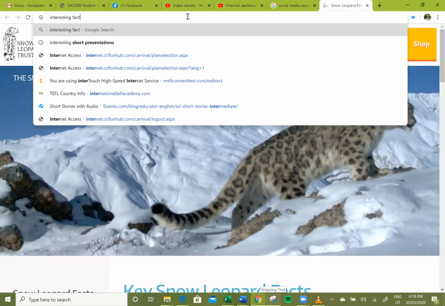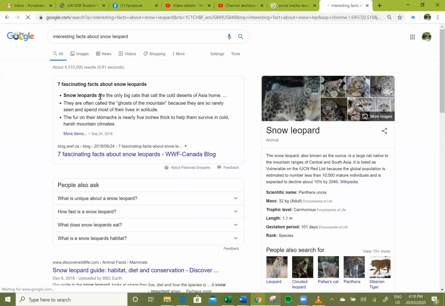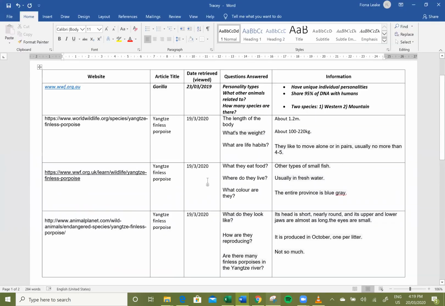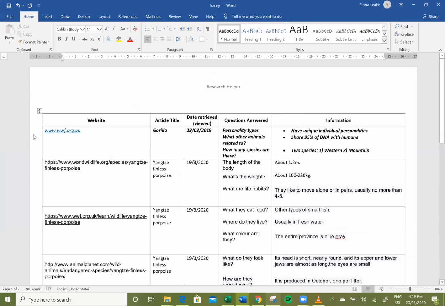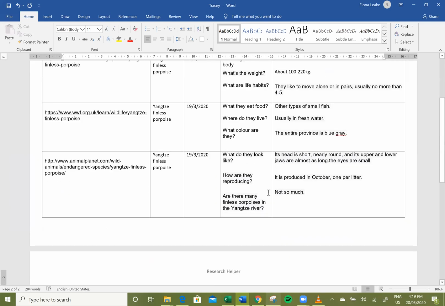interesting fact about snow leopard. They're the only big cats called the cats of the desert. They're often called ghosts of the mountains because you can't see them. Their fur on their stomachs is nearly 5 inches thick. That's gross, but again, very interesting. So there's so many ways that you can get a little bit more information, something a little bit more interesting, and that's going to help you with your next assessment. This information is also going to be for your presentation. You'll need to put it onto a PPT for me. Okay, so I can't iterate that enough.